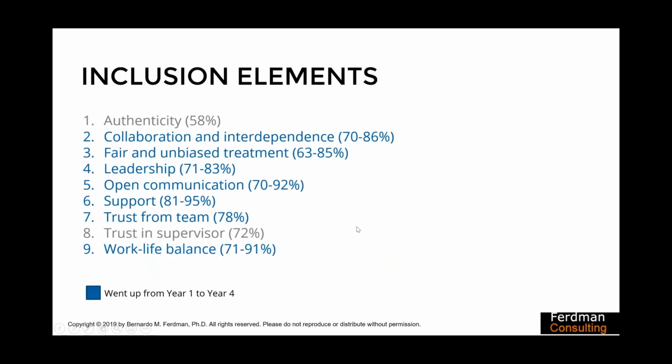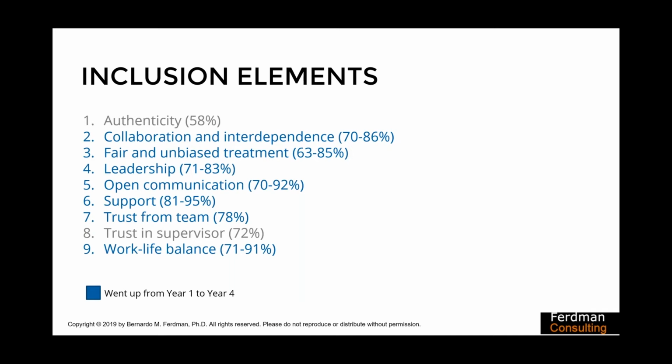So one interesting thing that we saw was how they were doing on these elements. We had year 1 and year 4, and we could see that on the ones in blue, the amount of agreement went up. The ones that were gray stayed about the same. And we could see what percentage was there. That's a judgment call within the organization, what's enough. A lot of times people ask for norms on these things, and that's nice, but I don't think that really tells you what you need to know.